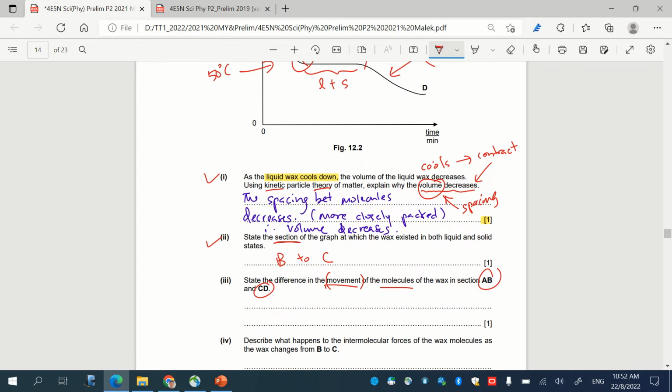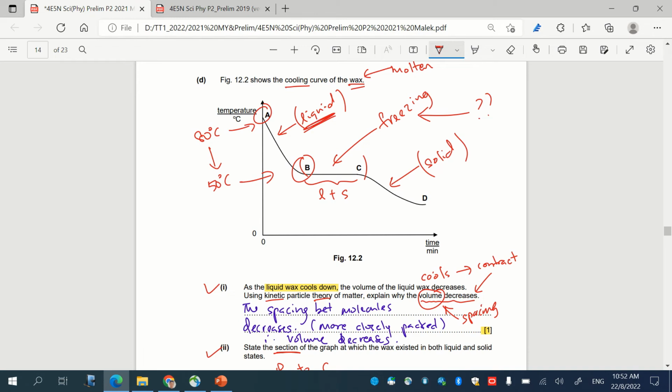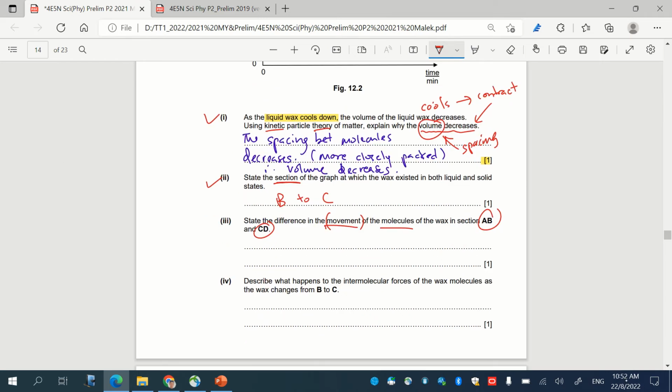So it's very important. AB is what state? AB is in liquid state, and CD is in solid state. So it's actually asking you in AB what is the movement like and in CD what is the movement like. So in short, I divide into two portions. AB is a liquid state.